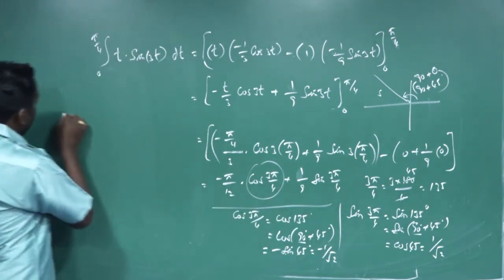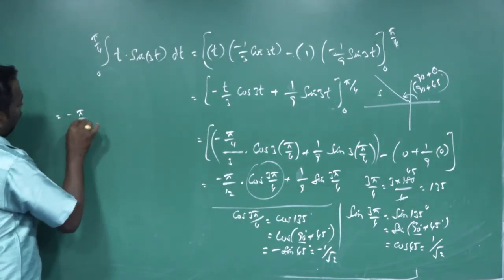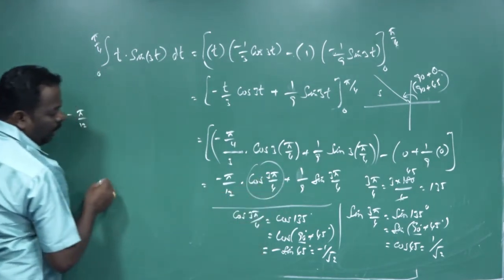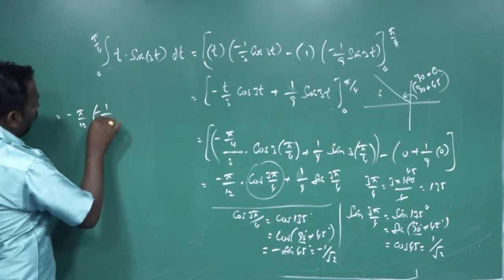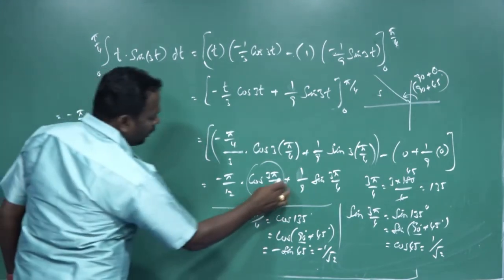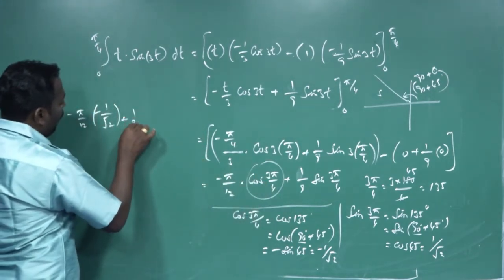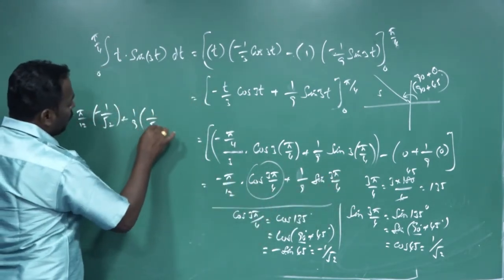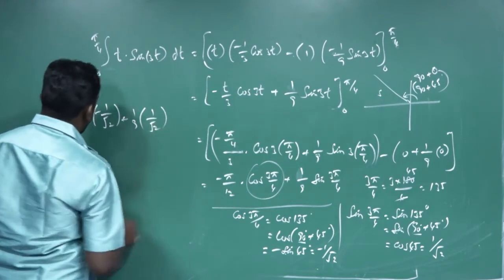Therefore this equation equals minus pi by 12, and cos 3 pi by 4 value equals minus 1 by root 2, then plus 1 by 9 into sin 3 pi by 4 value, which equals 1 by root 2.